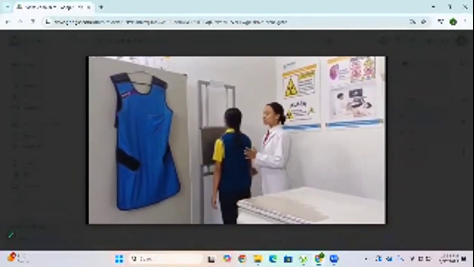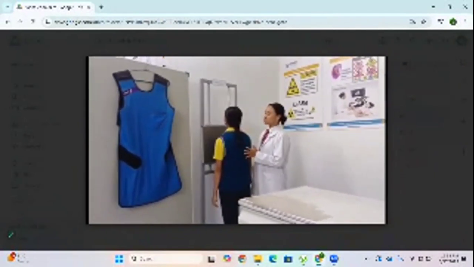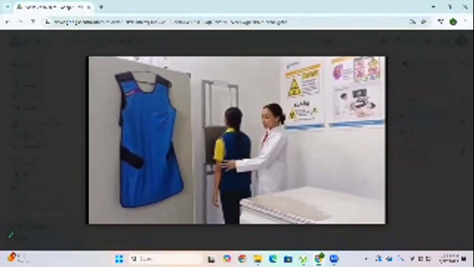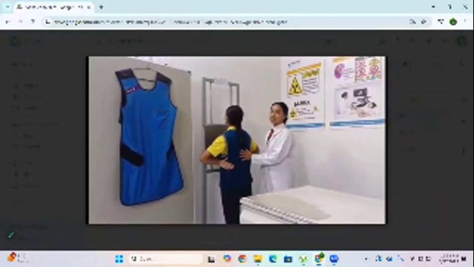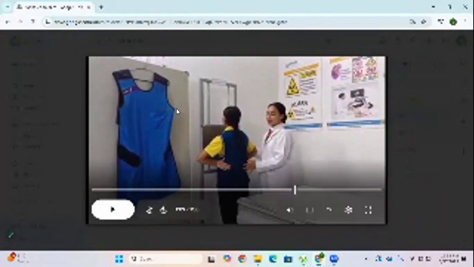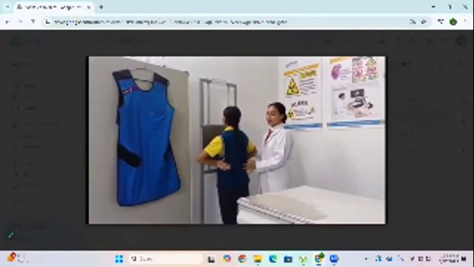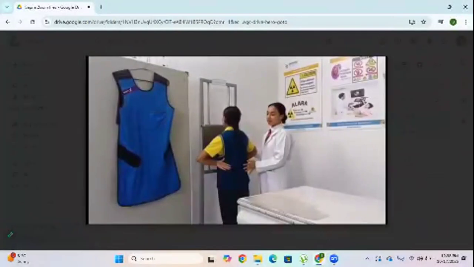Firstly, we will look at what the PA view is. In the PA view, the patient will be facing the chest stand, and we have to make sure that the hands are apart. The reason we keep the hands apart from the chest area is that if the hands are in close contact with the chest area, the bone portions of the hand might be visible when we produce an image. So we must make sure that the patient's hands are apart from the area of interest where we are going to produce the image.